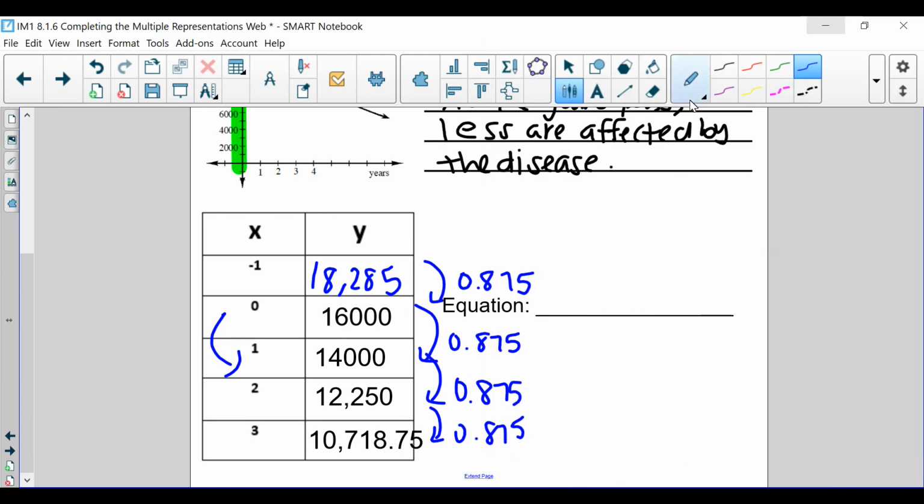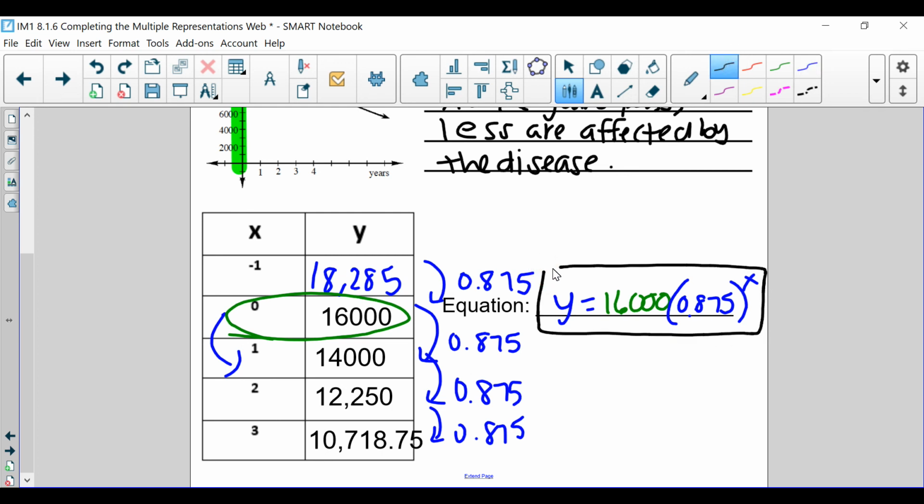All right, so we're ready for the equation. What is the equation? The equation is going to be y is equal to, what is our y-intercept? The y-intercept is 16,000, so we're going to write 16,000 times our b value. Our b value was, in this case, and I'm going to write that again because that was tough for me, 0.875, and we're going to raise that to the x power. And voila, we've got our equation ready to go.